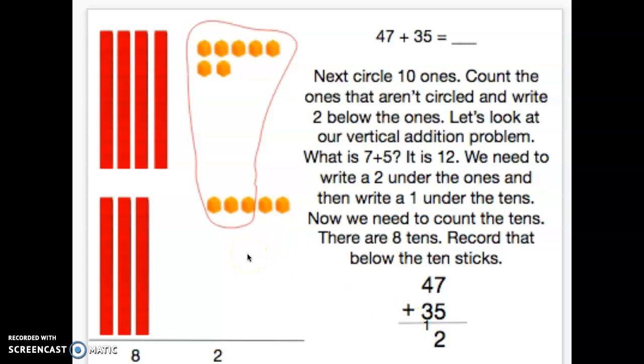Now we need to go back and count the 10s. There are 8 10s. 1, 2, 3, 4, 5, 6, 7, 8. So record that below the 10 sticks.